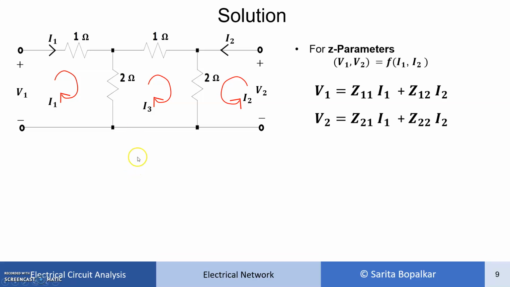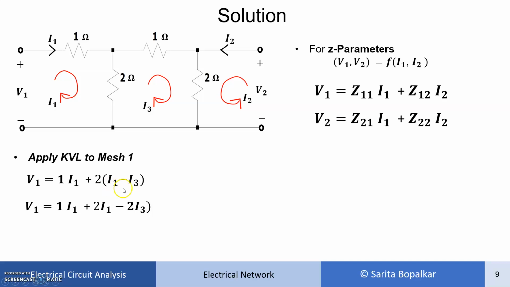Now let's apply KVL to the first loop, first mesh. KVL: V1 is equal to 1 I1 plus 2. I1 flows like this, and in the same resistor I3 flows in the opposite direction. So what will be the KVL? V1 is equal to 1 I1 plus 2 into I1 minus I3. Now let's solve this. Separate the terms, combine the I1 terms. So we'll get the first equation: V1 is equal to 3 I1 minus 2 I3.